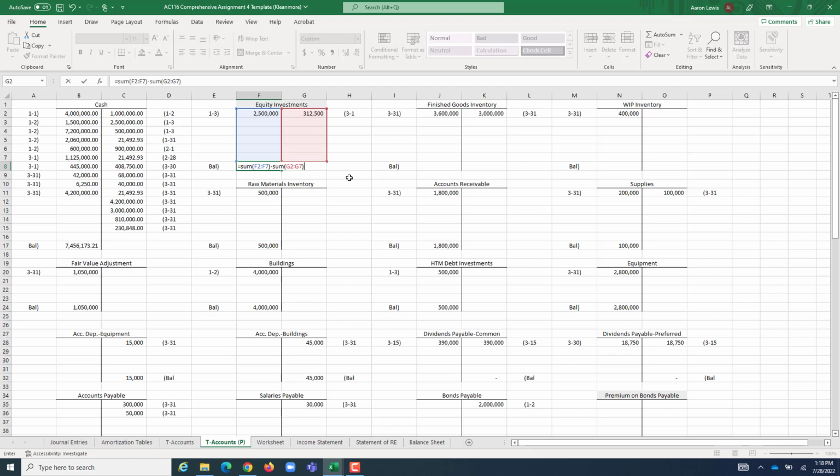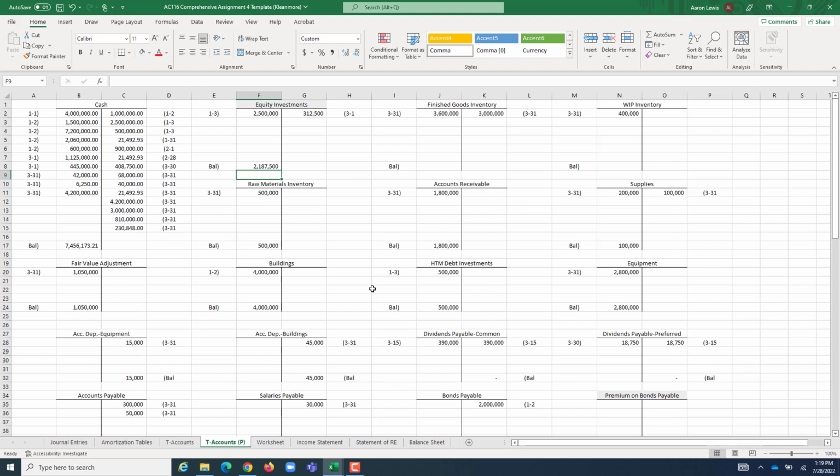And with all of that in there, if I hit enter, it's going to find the balance of our equity investment T account, which is at this time $2,187,500. I already have a bunch of our asset accounts filled in, but there are a couple that I have the numbers for, finished goods inventory and WIP inventory, that don't have the balance included. And I did that on purpose so I can show you guys this neat little trick.